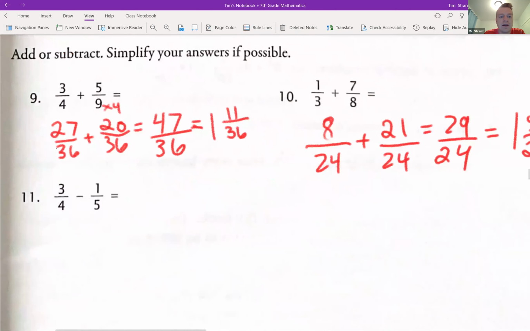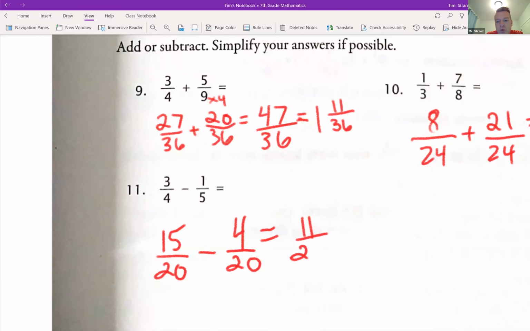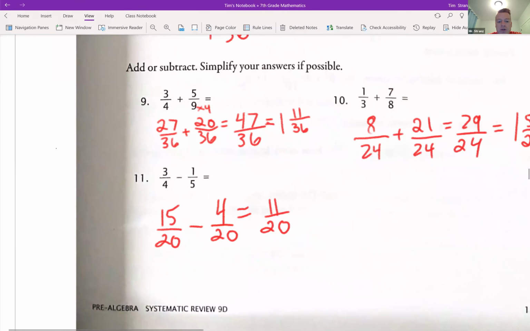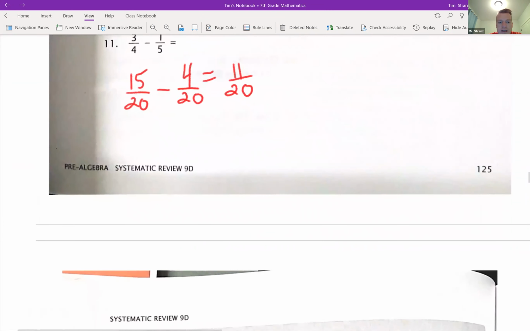And then lastly, number 11, 3/4 minus 1/5. Lowest common denominator is going to be 20, times 5, times 5, times 4, times 4. 15 minus 4 is 11/20ths. That cannot be simplified anymore. So there's your answer. Okay, let's keep going to page 126.